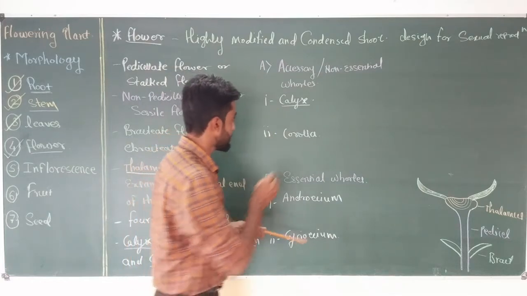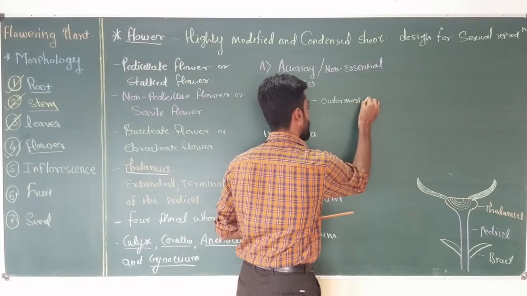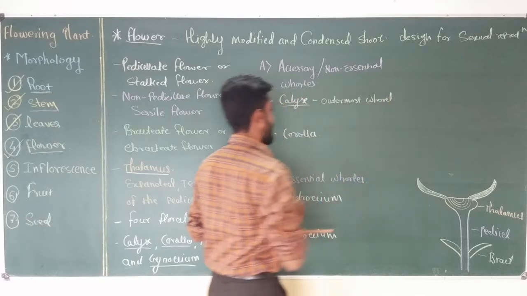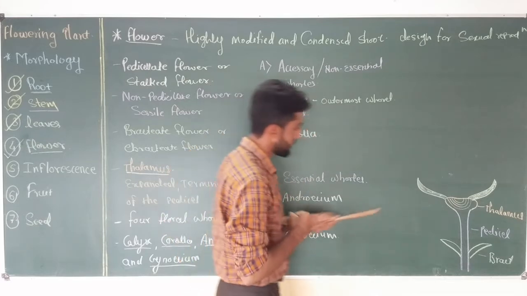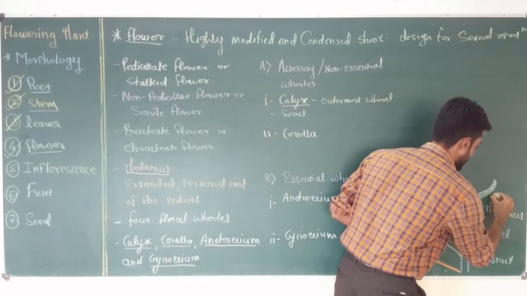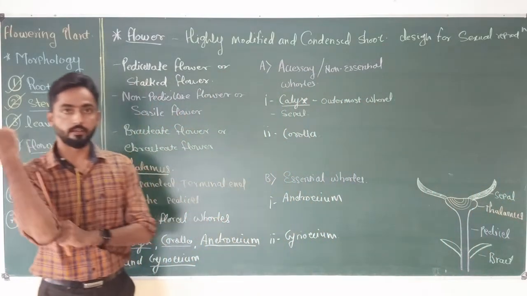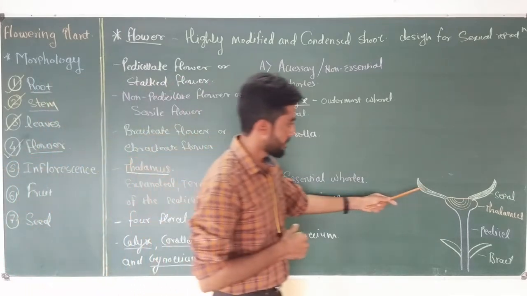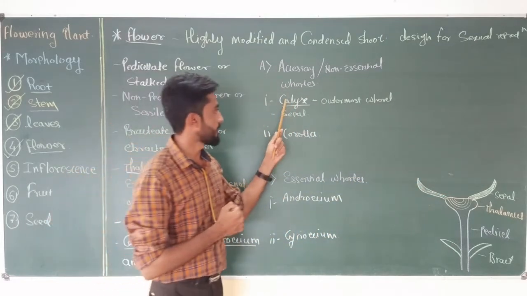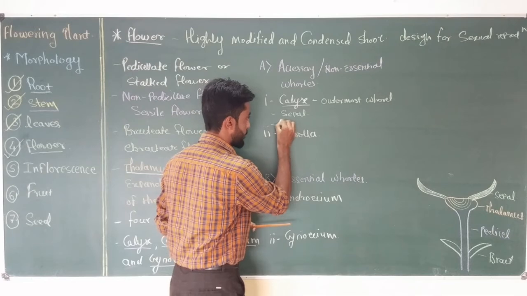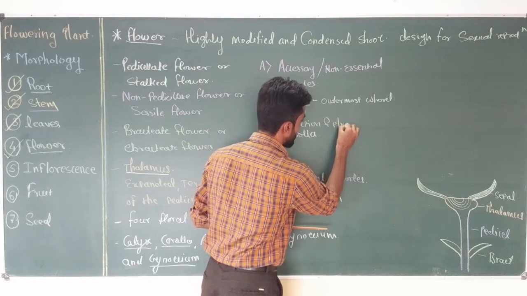So the calyx is the outermost whorl, and the individual member of the calyx is called a sepal. Sometimes the sepals may be fused, but here we have shown separate sepals, and these sepals combined make the calyx, and as I told you, the function is protection and photosynthesis.